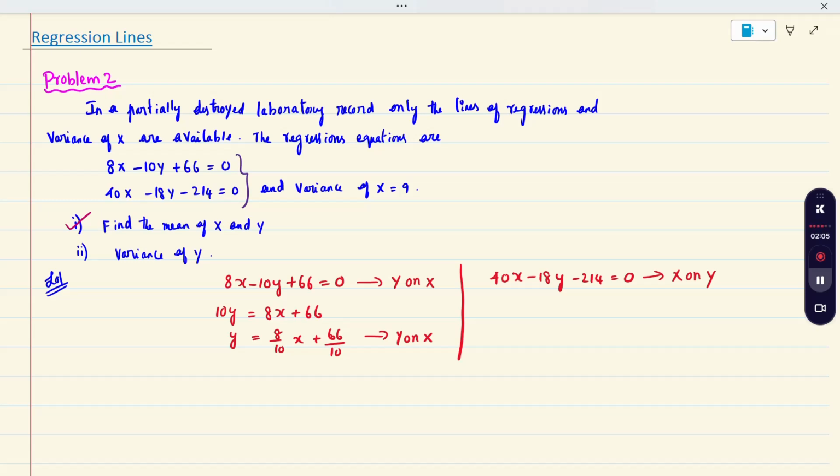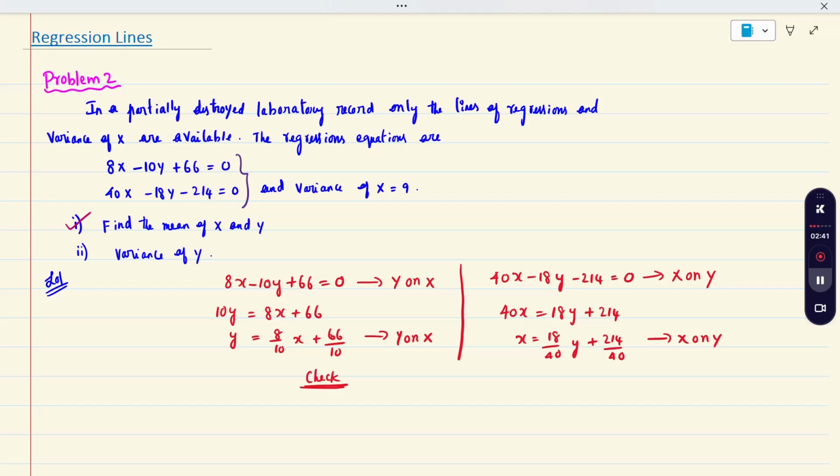So now x on y means I have to write x equal to. So 40x equal to, this equation goes to that side, 18y plus 214. So x equal to 18 by 40 y plus 214 by 40. So now it is x on y. After writing, I have to check whether my equations are correct, x on y and y on x, the corresponding equations. I have to cross check it.